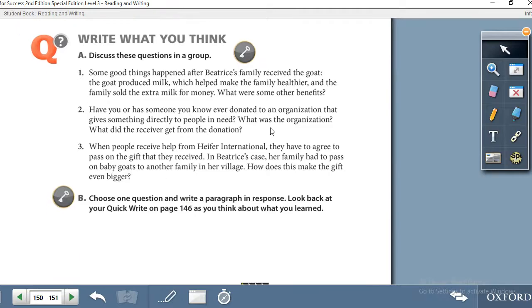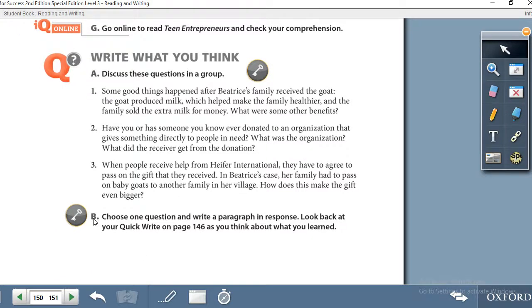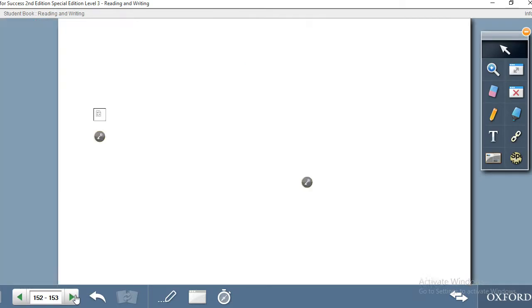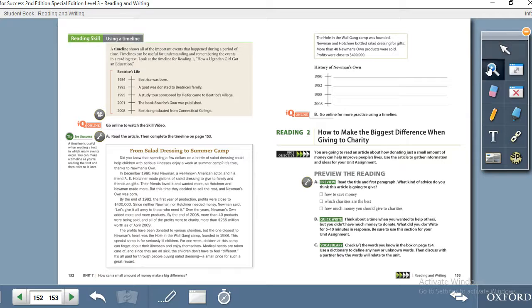Right, so we will now move on to exercise B. Choose one question and write a paragraph in response. Look back at your quick write on page 146 as you think about what you learned. So you will choose one question and you will write a paragraph in response about what you have learned. Let us now turn over to page 152.